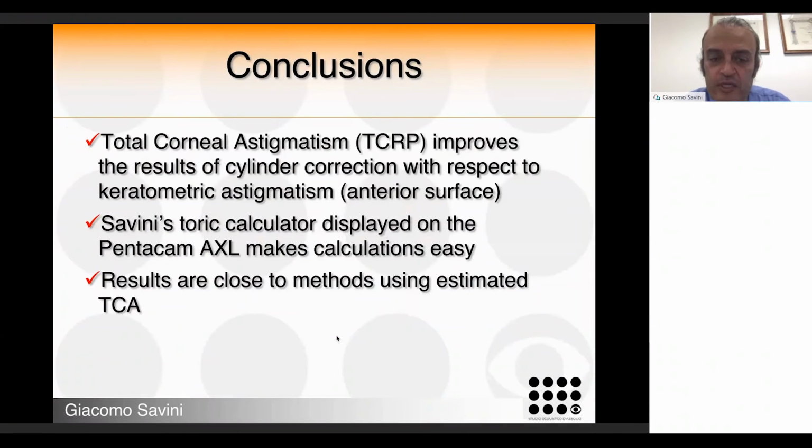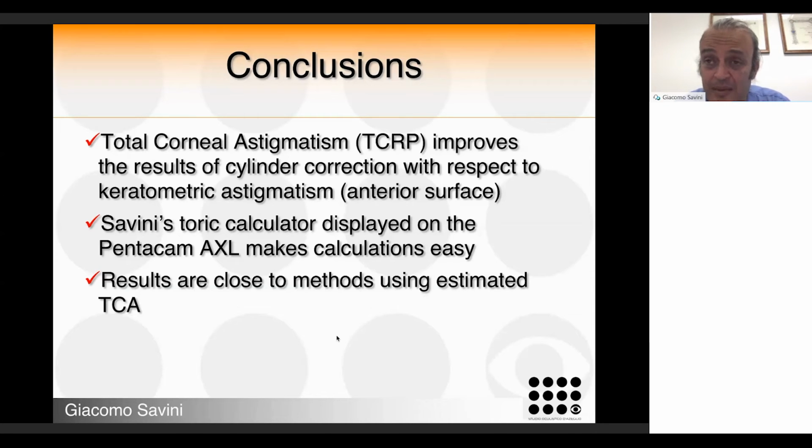So in conclusion, total corneal astigmatism improved the results of cylinder correction with respect to keratometric astigmatism based just on the anterior surface, and the Savini toric calculator, which is simply the use of total corneal astigmatism by Pentacam, makes calculations more accurate and is easy to calculate. These results are very close to the methods using estimated total corneal astigmatism.